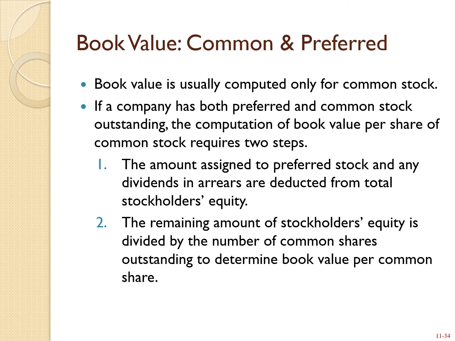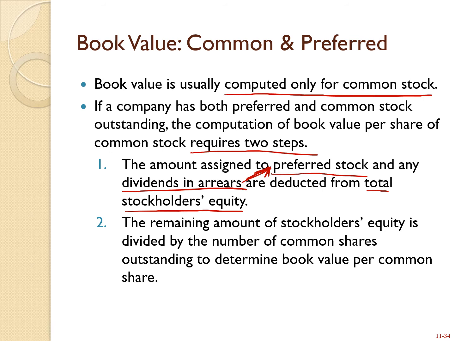As we agreed, the book value of a share should exclude the amount of preferred stocks. So it's only computed for common stocks. If the company has both preferred and common stocks, the computation of book value per share requires two steps. In the first step, the amount assigned to preferred stock and any dividends in arrears associated with those preferred stocks should be deducted from the total shareholders' equity. The remaining will be divided by the number of common shares outstanding.